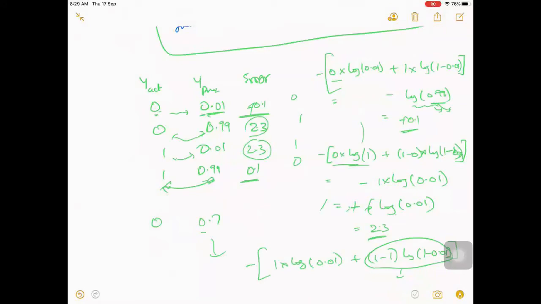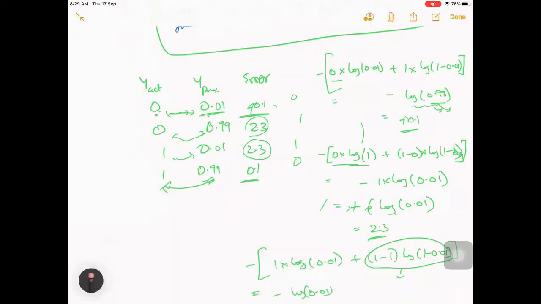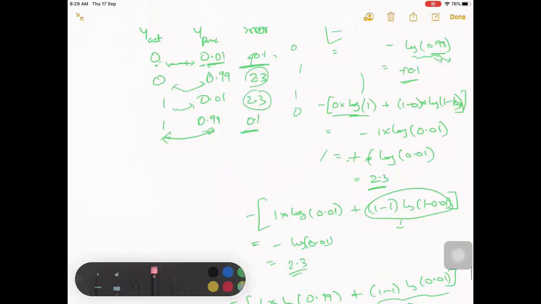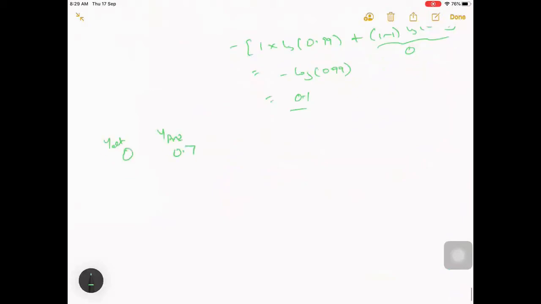So actually this error value is varying. It's not just 0 and 1, it varies to an extent. Let's also look at something like 0.7, then we can move forward. So when y actual is 0, y predicted is 0.7. So this is wrong, right? So then the error should be more.